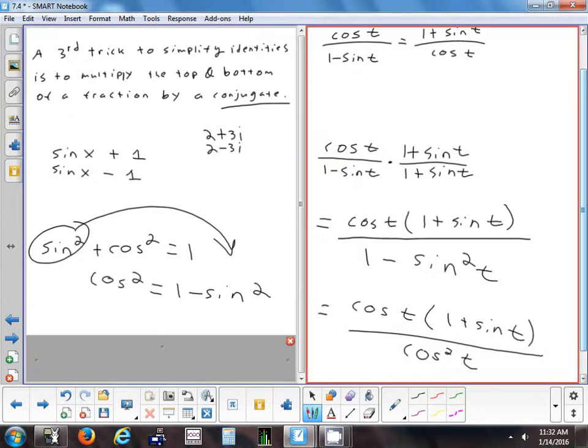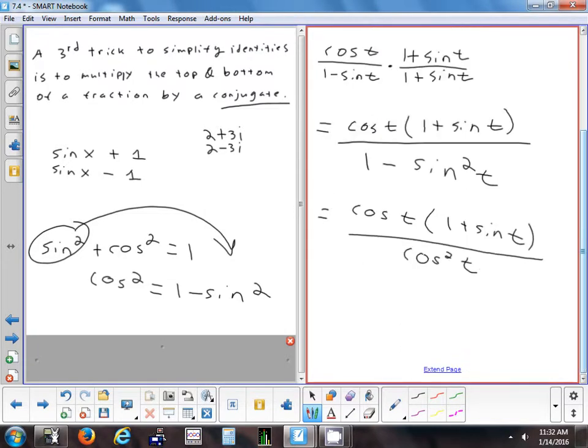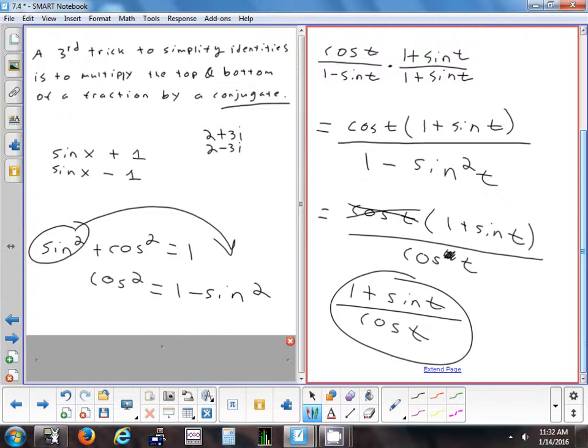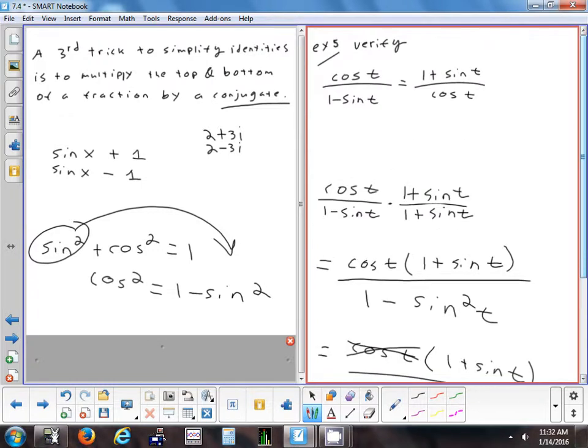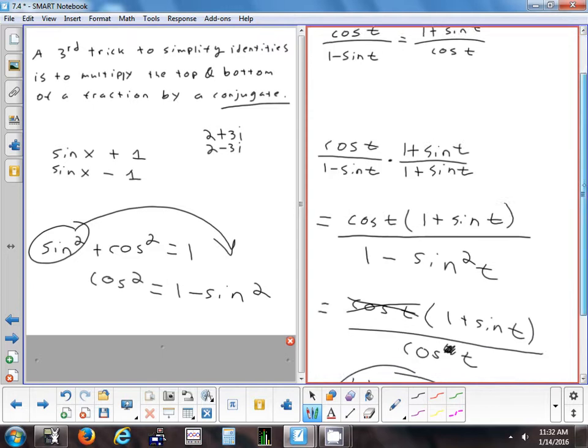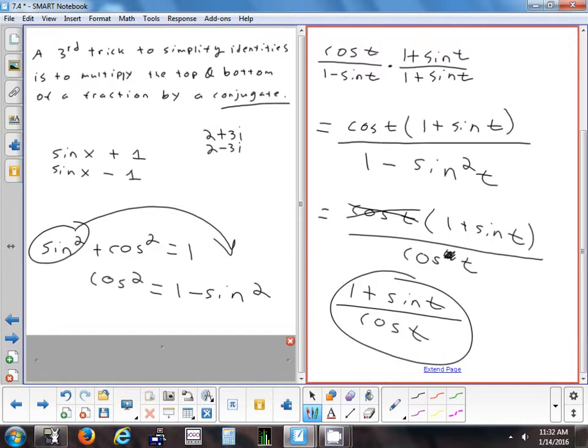And now, what do the top and bottom have in common? Yeah, how many cosines in the top? In the bottom? 2. So you can cancel 1 from the top and 1 from the bottom, and look what you're left with. 1 plus sine over cosine, which is what they wanted. Now, had you started with the right-hand side, you would have multiplied top and bottom by 1 minus sine, and pretty much done the exact same thing. Okay, it would have been very similar.